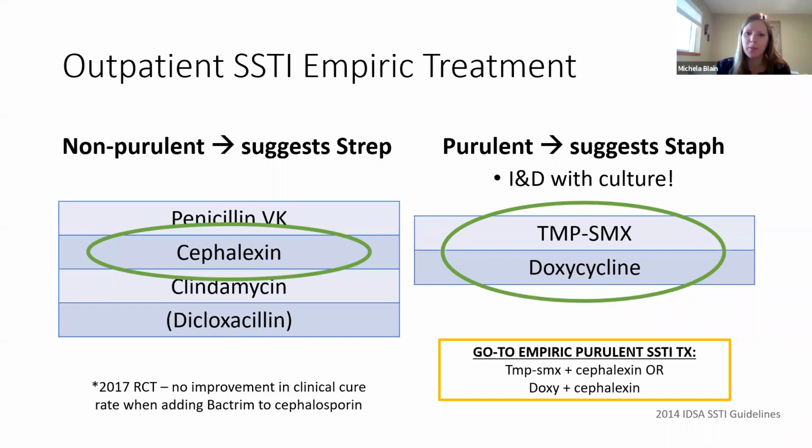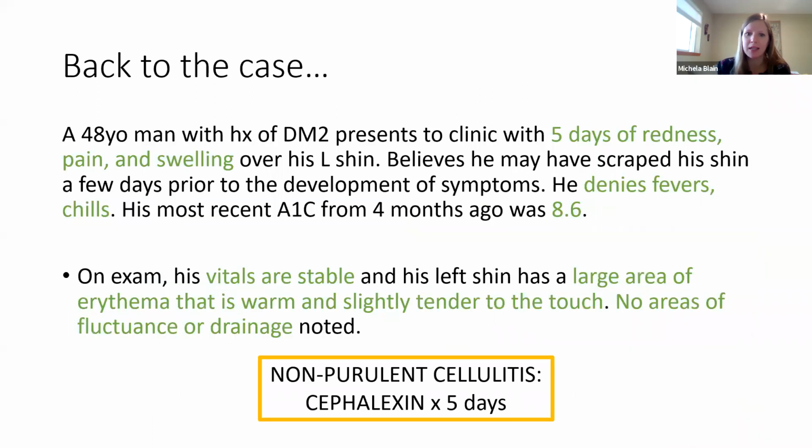All right, crew. So just to go back to the case, I just wanted to highlight the things that pushed us there. The guy was very stable. It looked like a non-purulent cellulitis. So I would prescribe this gentleman cephalexin for 5 days. Again, short courses, people tend to do really well. You don't need your 10-day course for cellulitis.